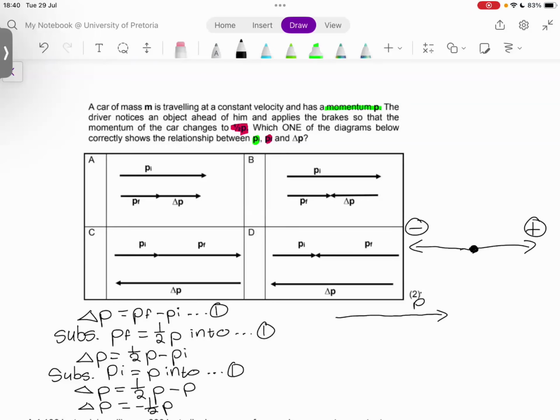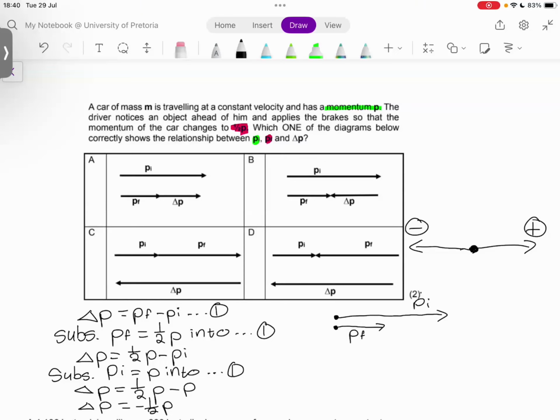Now we want to put in our final momentum, PF. PF will start from the same point. Remember, vectors start from the same point in our case, because it's all acting on a single object, which is a car of mass m. And we're going to put PF over here, right? Cool. Next, we have to put in delta P.